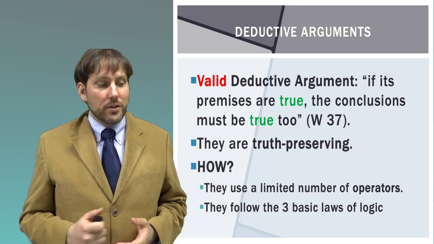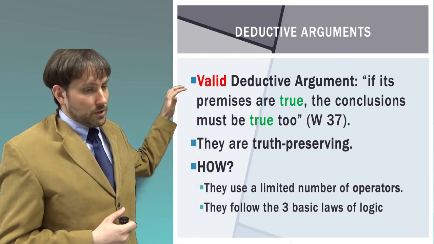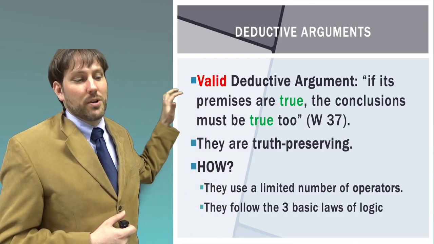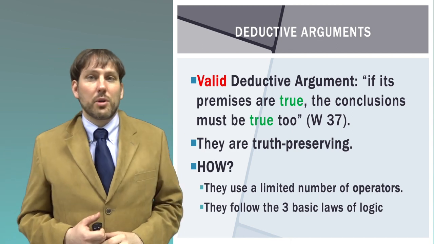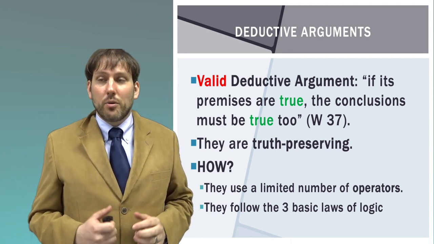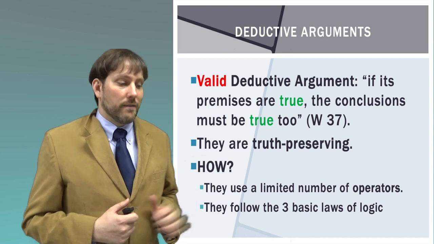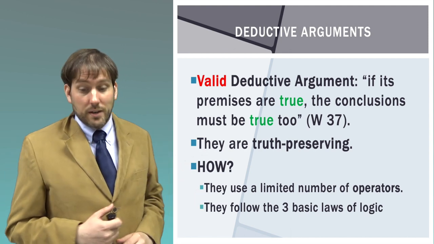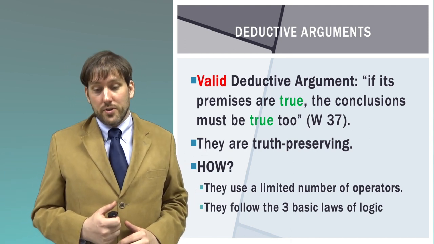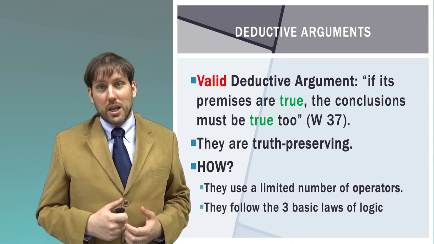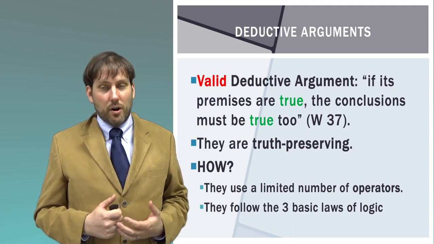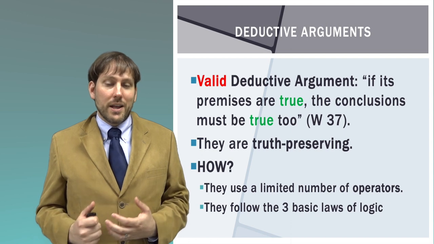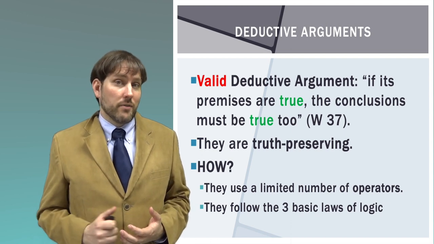So the main things that we want to review are the general argument concepts and those concepts that apply to deductive arguments. A valid deductive argument is one where if the premises are true, the conclusion must also be true. This sort of argument is truth-preserving. The way it does this is that it uses a very limited number of operators and it follows three basic laws of logic. By doing these two things, it makes it so the arguments are able to guarantee that if you have true premises, you can have a true conclusion.